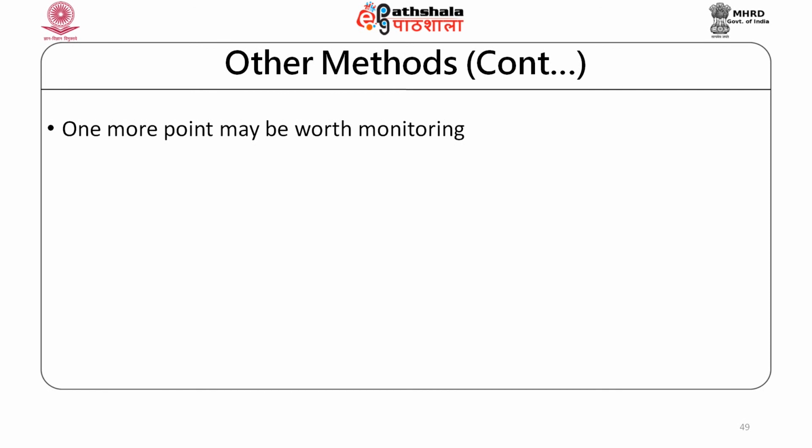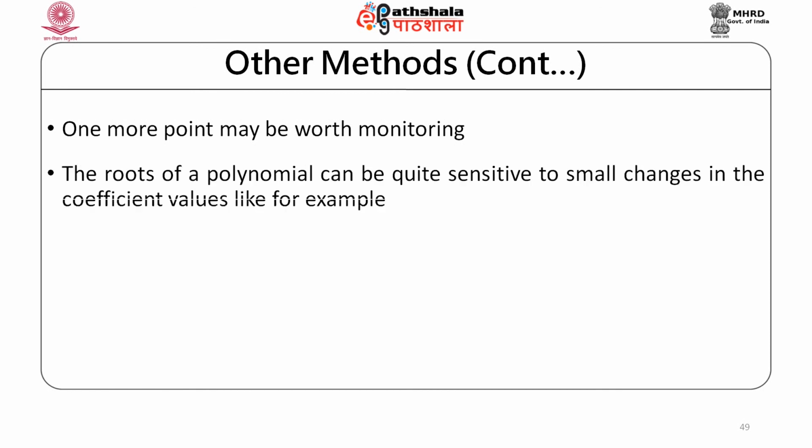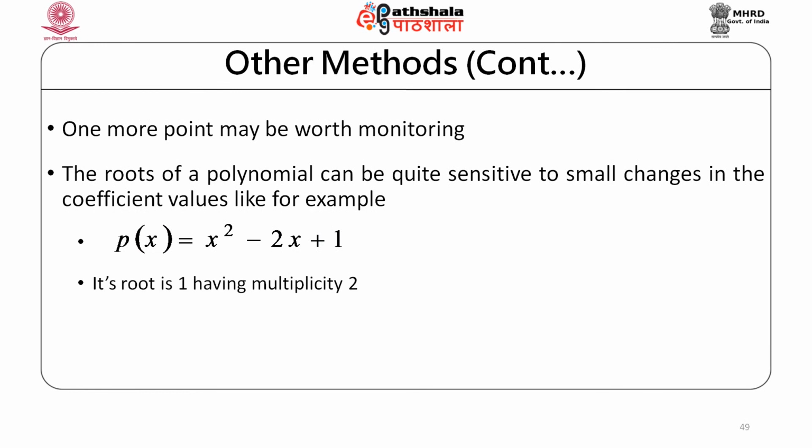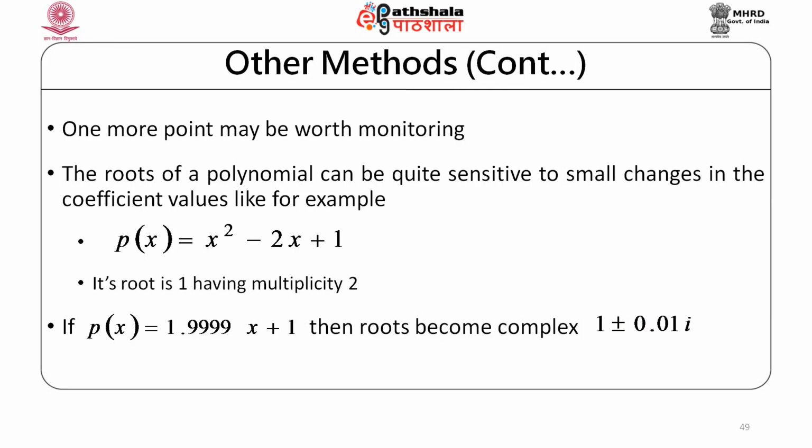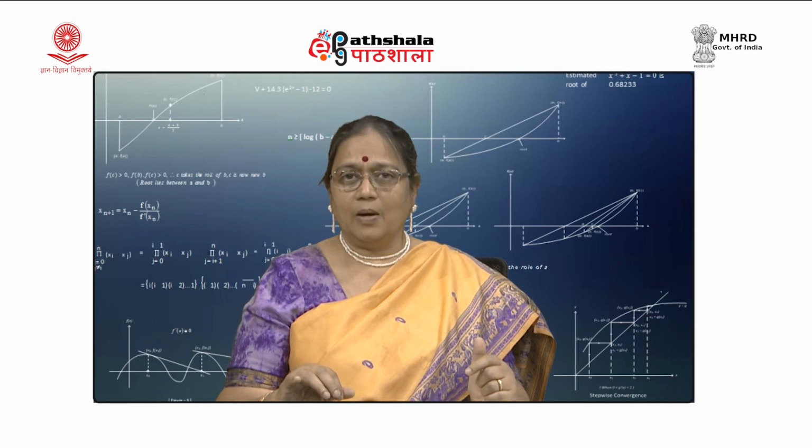There is one more point at last which is worth mentioning, that some polynomials are very sensitive. A small change in their coefficients can alter the values of the roots. Just for example, if we take x square minus 2x plus 1 equal to 0, it has a root 1 of multiplicity 2. But just suppose instead of this equation, the equation is x square minus 1.9999 x plus 1, then its roots become complex, given by 1 plus minus 0.01 i. So, many times when you are solving, sensitivity also is to be taken into account.